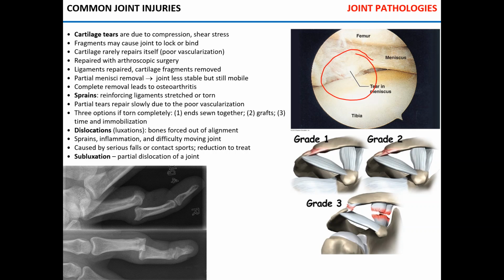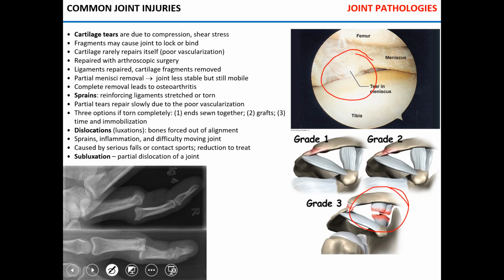Sprains: stretching or tearing the ligaments that reinforce the joint. Again, ligaments are not vascularized, so poor oxygen and nutrient delivery slows down the repair. If the ligament is completely torn, like in this image, you can sew the ends. You can replace the ligament with a graft. Poor vascularization in this case is kind of beneficial. No rejection. Or just give it time and immobilize it and hope that it'll grow back.